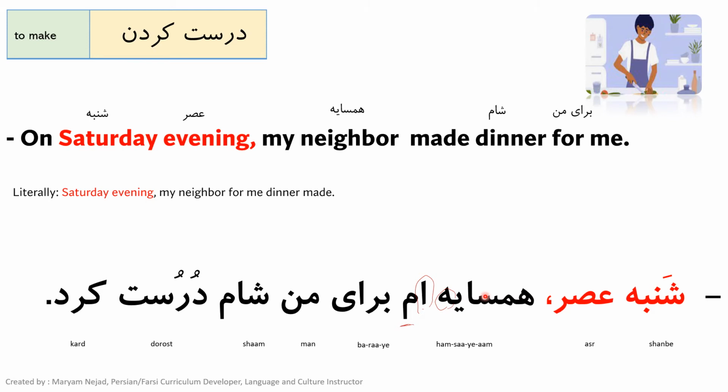The only thing in the spoken language, a few things change. In the spoken language, we don't usually say همسایه‌ام because we speak fast. So we say something like همسایم. And then برای من becomes برام. We have learned this in the lesson about prepositional pronouns. برام. And the rest doesn't change. So I'm going to read the sentence one more time. شنبه عصر همسایم برام شام درست کرد.